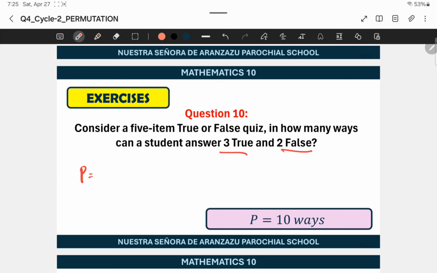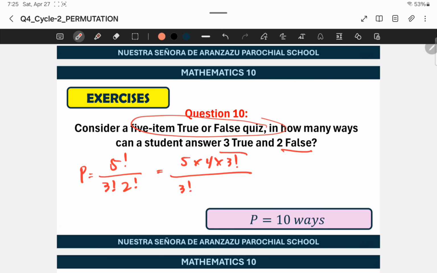So that is equal to, ilang items ba yun? You have 5 items. And dun sa 5 items na yon, merong 3 true, may 2 false. So that is 5 times 4 times 3 factorial over 3 factorial times 2 times 1. So makakancel yung 3 factorial. Then simplify yung 4 and 2. So that is 2. And 5 times 2, that is 10.